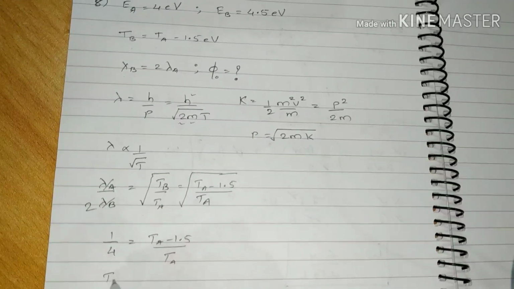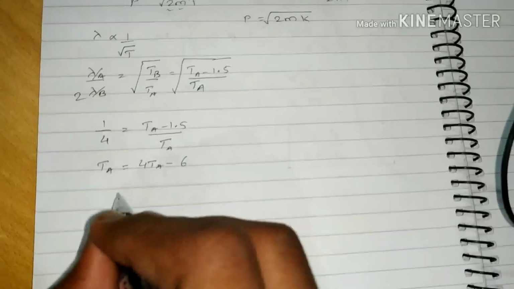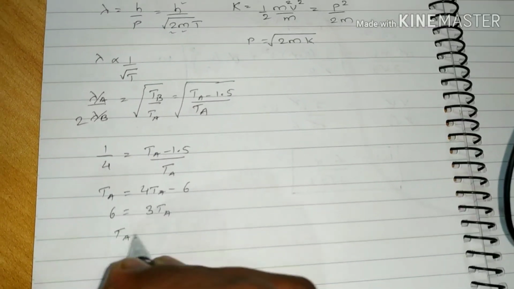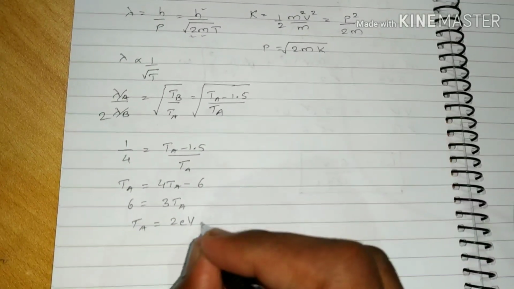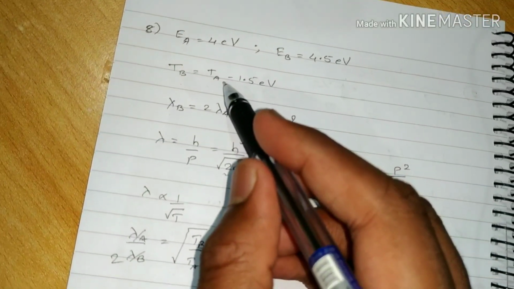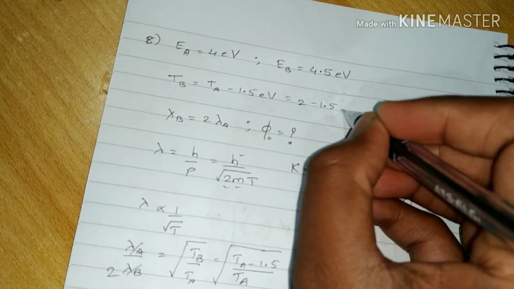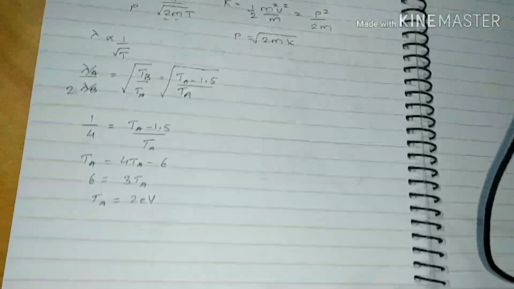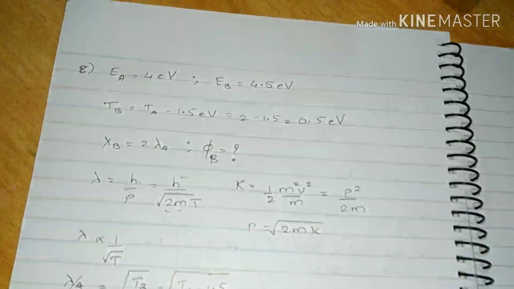Cross multiplication leads us to TA is equal to 4 times TA minus 6. That will give me 6 is equal to 3 times TA, giving us TA is equal to 2 electron volt. If I substitute this 2 over here, TA is equal to 2, so that will give me 2 minus 1.5. That will be 0.5 electron volt. That will be the value of TB. Now basically what are we supposed to find? Find out the work function of B. I shall call it phi B.